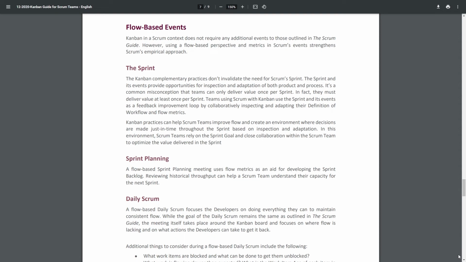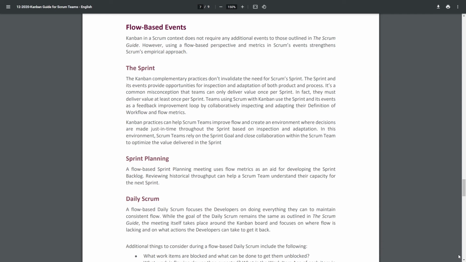Kanban practices can help Scrum teams improve flow and create an environment where decisions are made just in time throughout the sprint, based on inspection and adaptation. In this environment, Scrum teams rely on the sprint goal and close collaboration within the Scrum team to optimize the value delivered in the sprint.